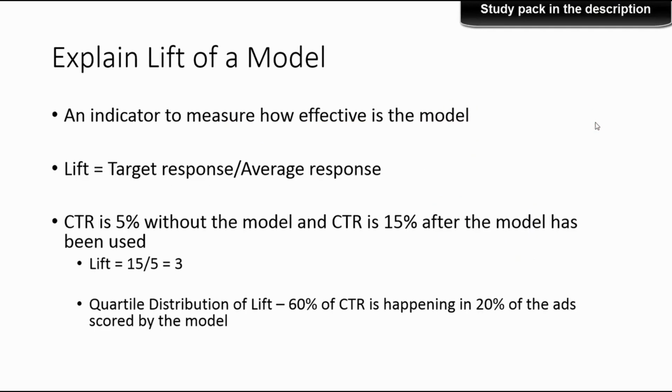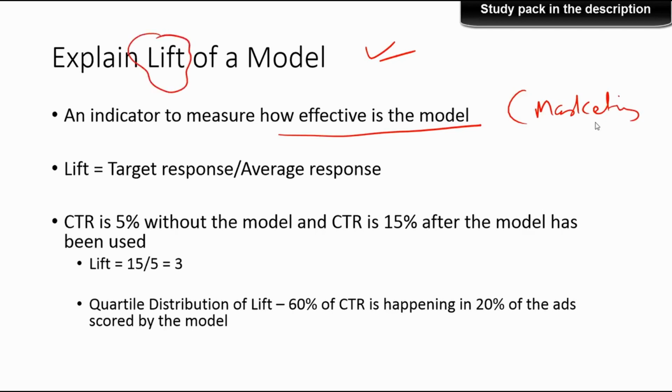Explain what is the lift of a model. So lift is an indicator to measure how effective the model is, and often in marketing analytics and credit risk analytics, lift is a very commonly used metric to evaluate model performance in production. And lift is given by target response divided by the average response.